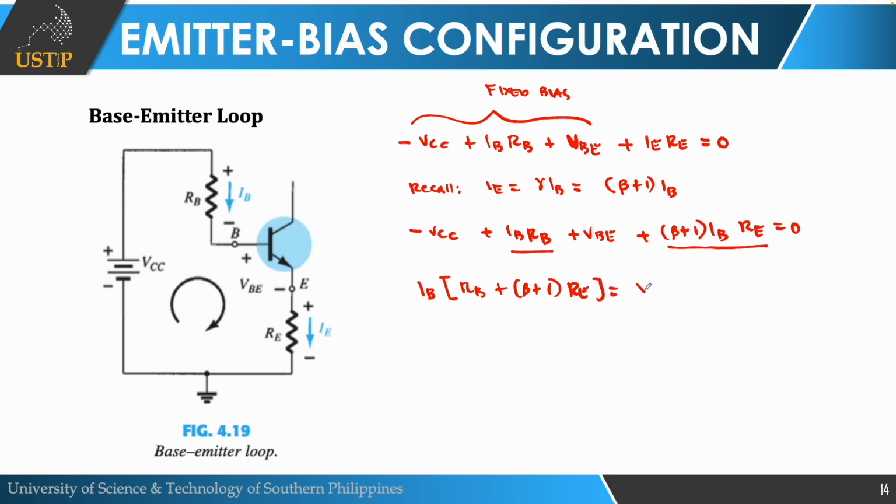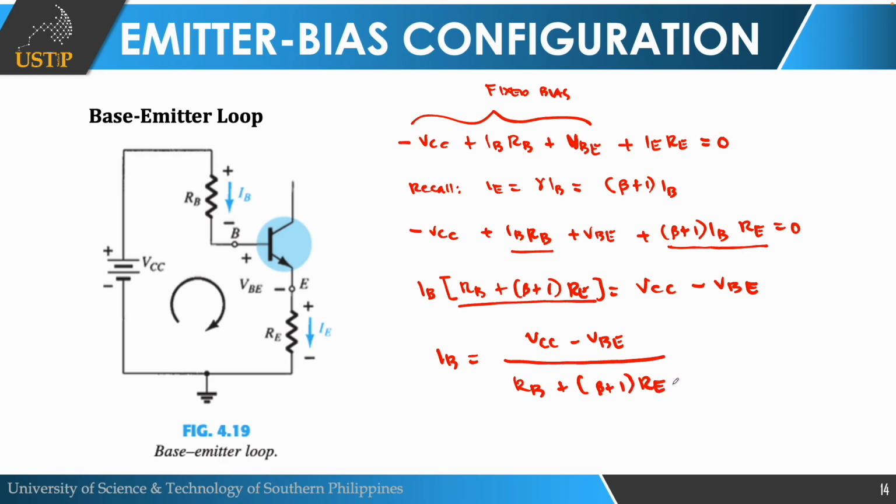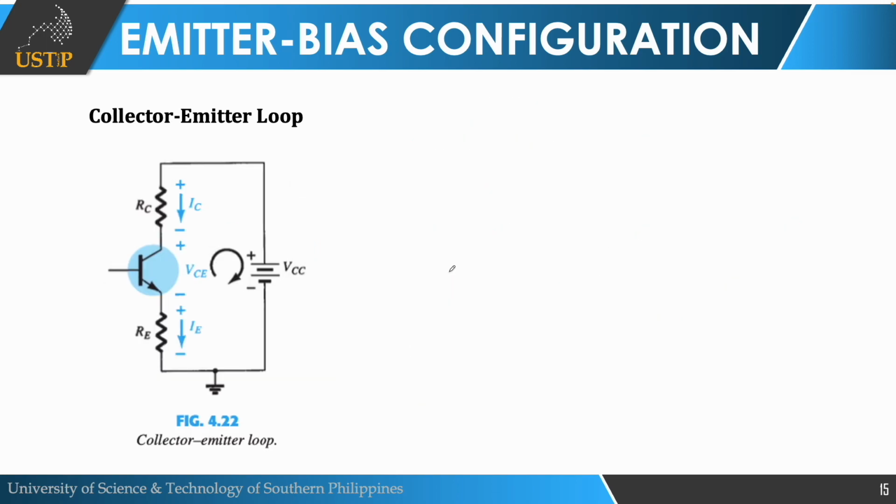And then transpose VCC minus VBE. Okay, to get the full expression, we divide this by this expression. So we have VCC minus VBE all over RB plus beta plus 1 RE. So this is now your expression for the base current of our emitter bias configuration. Okay. Next, we go to the collector emitter loop.